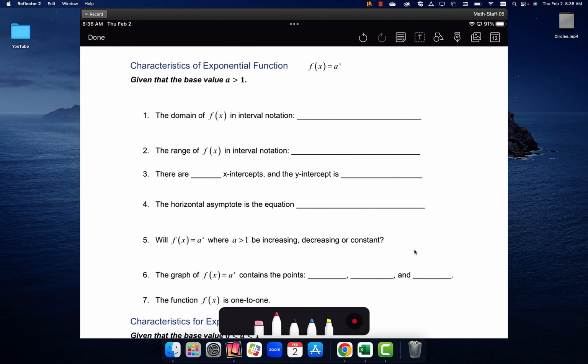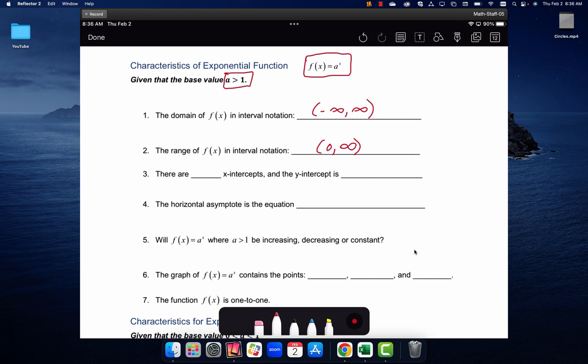Next, we're going to look at some characteristics of exponential functions. And this first example is just looking at a generic a to the x, where a is bigger than 1. So think about the first graph we just looked at in answering these questions. The domain of that first graph was all real numbers. The range of that first graph is 0 to infinity. Again, if you're unsure, just refer back to the first graph we looked at.